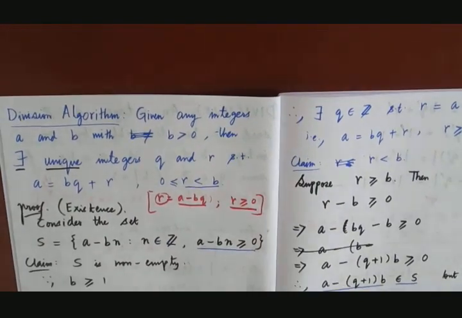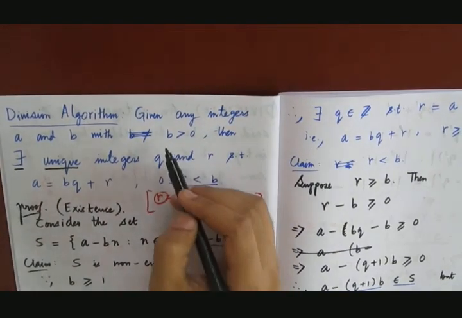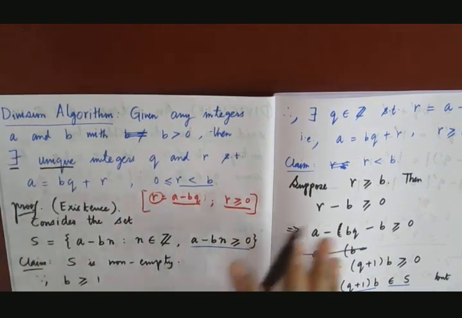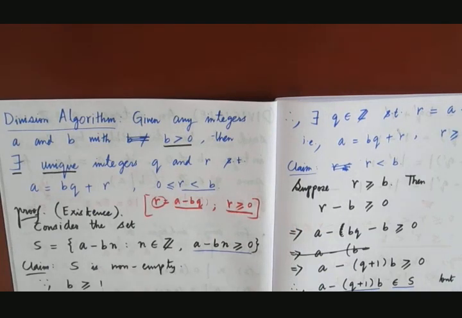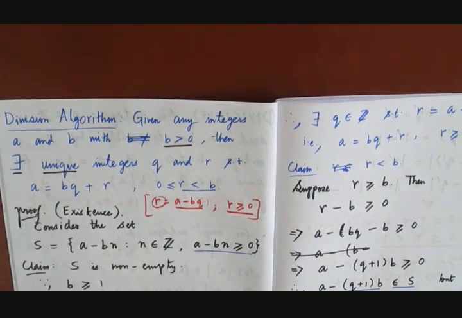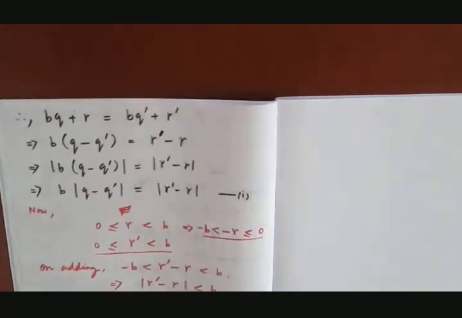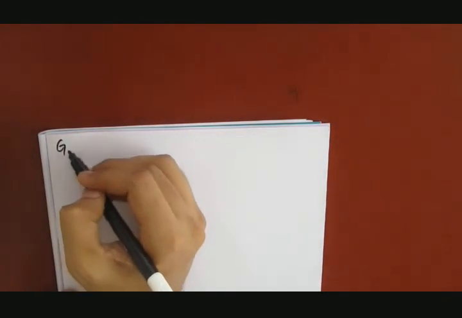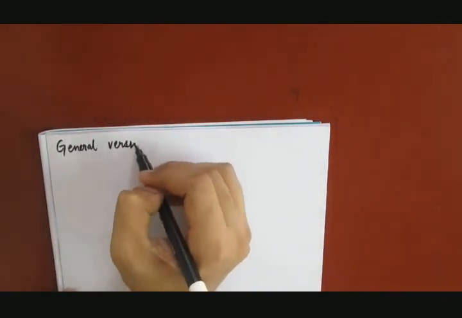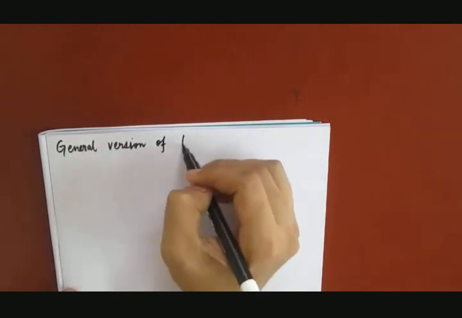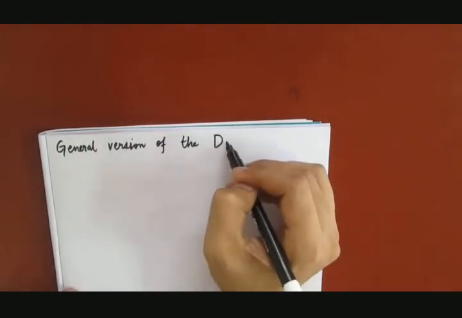Now, in the division algorithm, we had assumed a can be any integer, but we are assuming b is greater than 0. But now we will prove this is true for any non-zero b. So a more general version. I'll prove the more general version of the division algorithm.